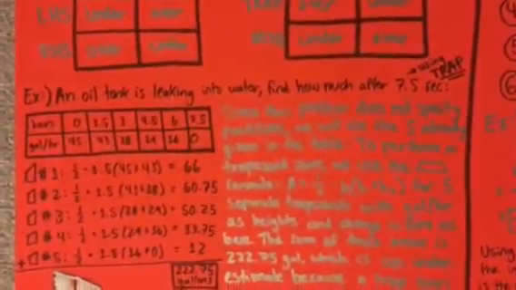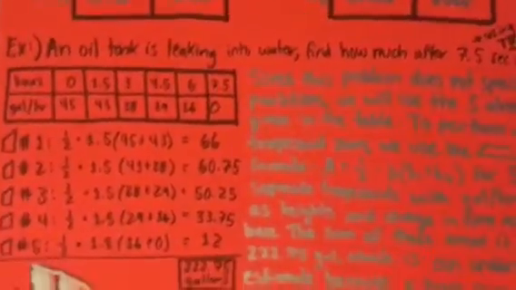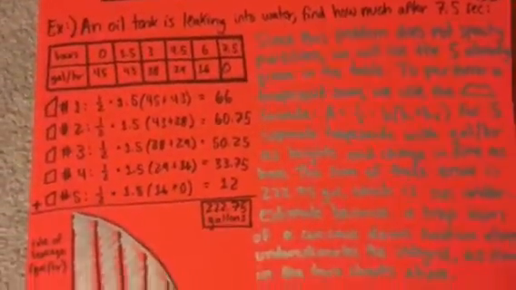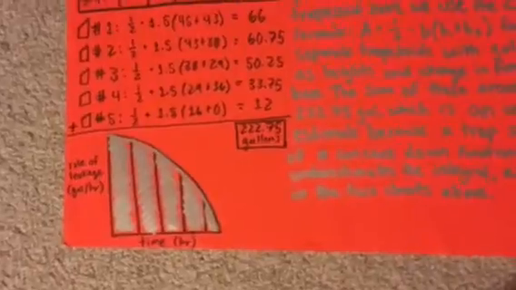And then for my example, we have an oil tank leaking into water. Find how much water after 7.5 seconds using the trapezoid. So here I used the intervals that were already given in the problem to make 5 different trapezoids, and then we use the area of the trapezoid formula, which is 1/2 times the base times the height on the right plus the height on the left, and then just add it all together to find the area under the curve.